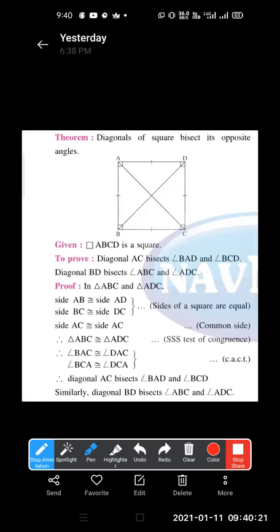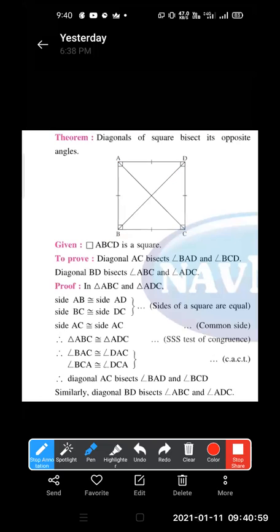theoretically. So what is given? Quadrilateral ABCD is a square. What we have to prove? We have to prove that diagonal AC bisects angle BAD and angle BCD. Similarly, diagonal BD bisects angle ABC and angle ADC. So let us see the proof.